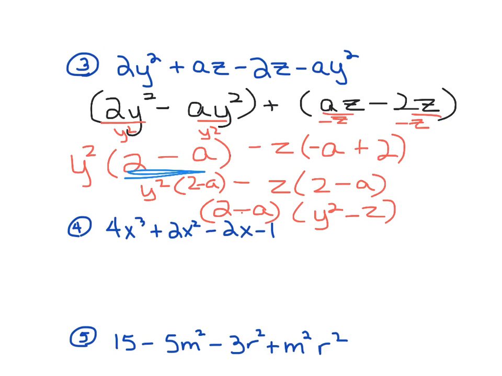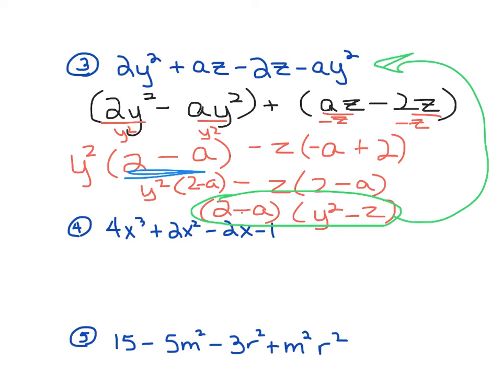Now, remember, one way to check this is you can take your final answer and FOIL it, and it needs to go back to the beginning. If it doesn't, you've done something wrong. So remember, whenever you're factoring, you can always multiply your answer, and it should go back to the original problem. Let's try the next one.